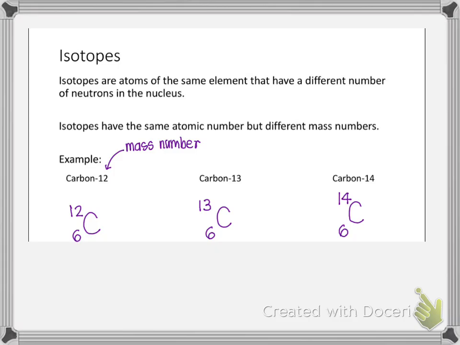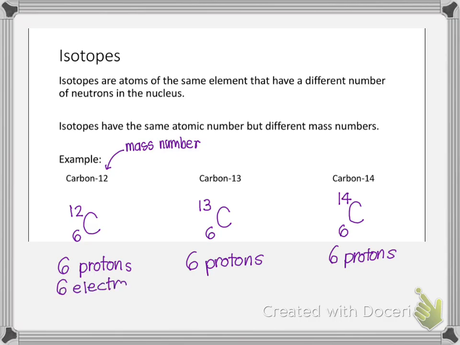Like the first one, carbon-12, has 6 protons. In fact, all of these have 6 protons, right? Because they're all carbon. Carbon has an atomic number of 6, so all of them have 6 protons. And then we also know that for an atom, protons and electrons are equal, so each one of these has 6 electrons.